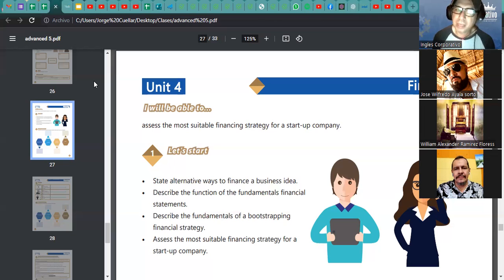Here in El Salvador, I don't know companies or institutions that do that. Maybe we can research on that. Describe the function of the fundamental financial statements.